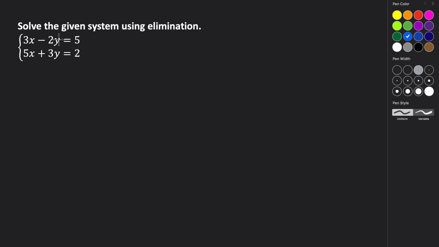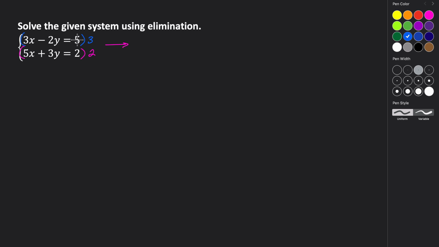So in order to eliminate these, we want to figure out what's the least common multiple of -2 and 3, and that would be 6. So I want this term to be a -6 and this term to be a +6. So I have to multiply my top equation by 3 to make it 6, and I have to multiply my bottom equation by 2 to make that a 6. So let's go through and do that multiplication.